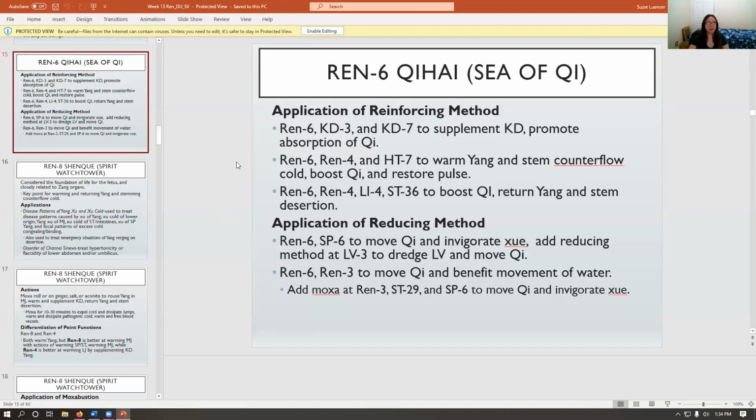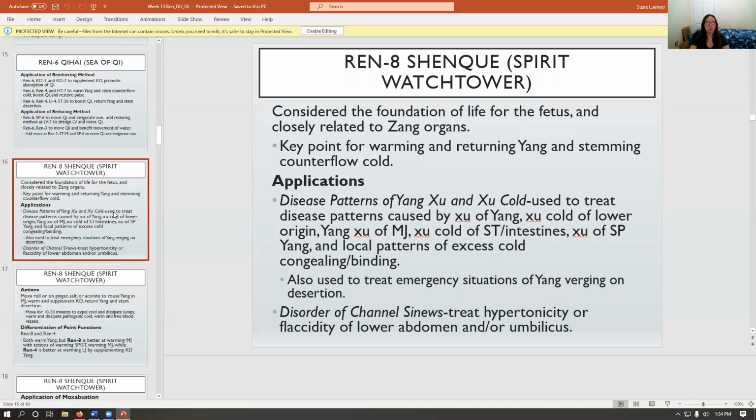And then moving down here, reducing method with spleen 6, that's going to help move and invigorate the blood. You can also add liver 3 in there to move liver Qi. And then with Ren 3, that's going to help move Qi and specifically move water. In addition to that, you can moxa the Ren 3, add stomach 29, spleen 6 to help move the blood in addition to moving the Qi and the water.